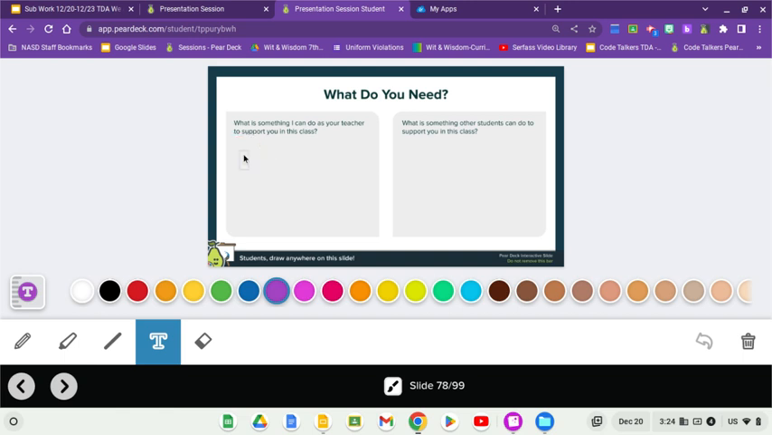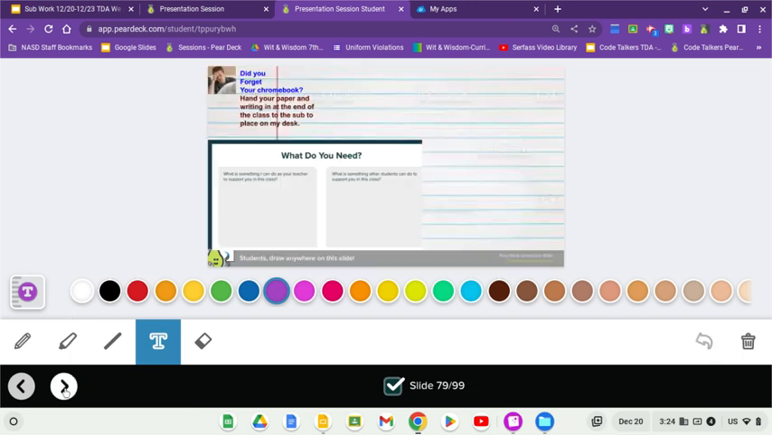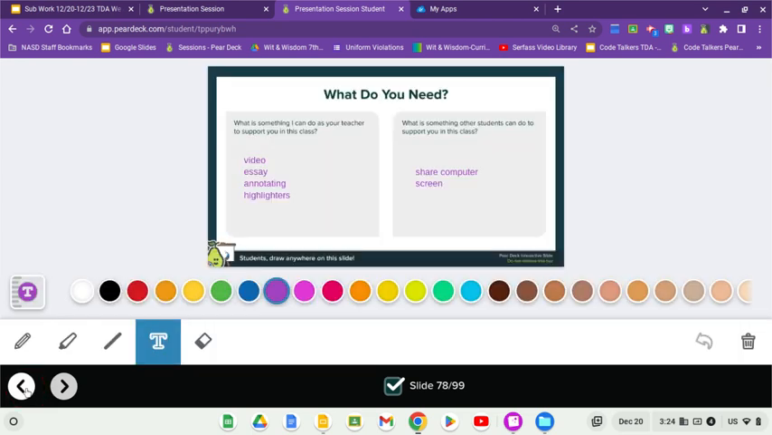Maybe there's something about the video. Maybe there was something about the essay. Maybe there's something about annotating, right, with the different highlighters, right? And what's something other students can do to support you in this class, right? Maybe share a computer screen if you're someone who doesn't have a computer today, right? Take a moment, please, and this is on paper, of course, as well, but complete slide 78.